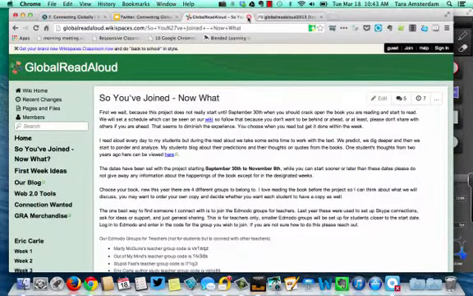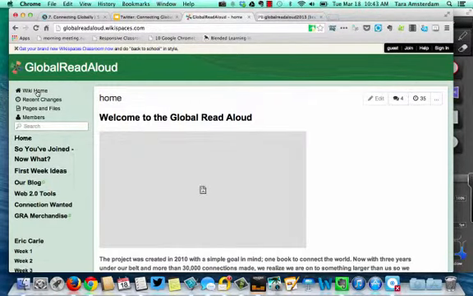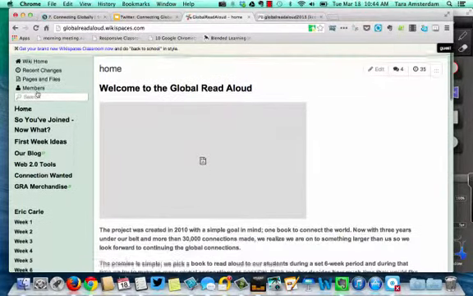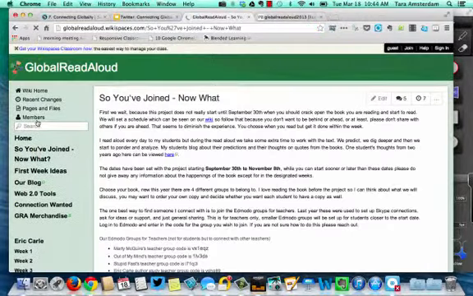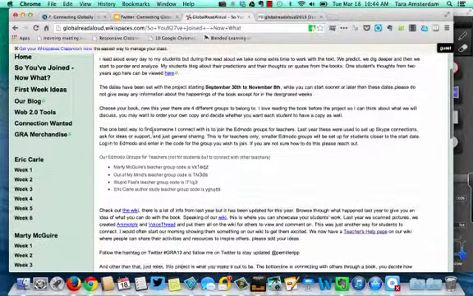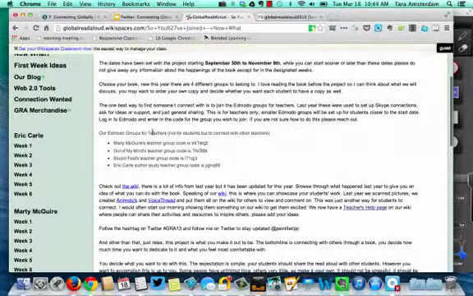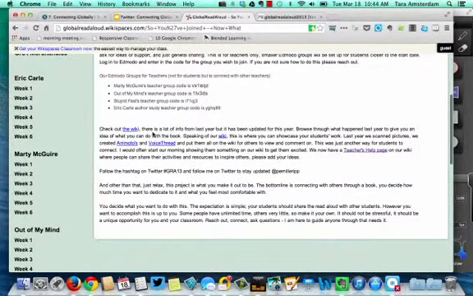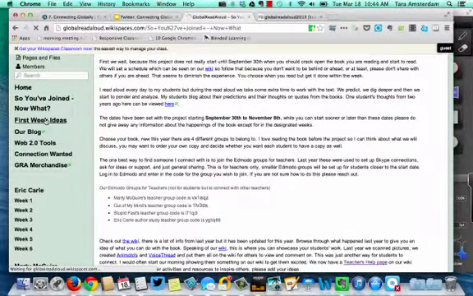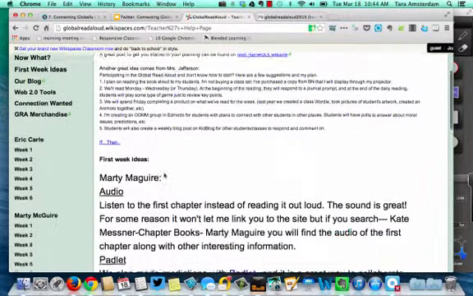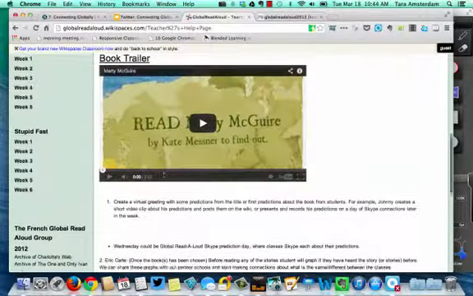So the next thing I want to show you is the wiki. This is a wonderful resource because a wiki is a website that is collaborative, which means multiple people can edit the website. On here you'll see this is from the Read Aloud last year. You've joined, now what? It'll walk you through some steps of what you can do. You can join the Edmodo group. You can sign up for different activities. You can get first week ideas from different teachers that have shared what they're doing.